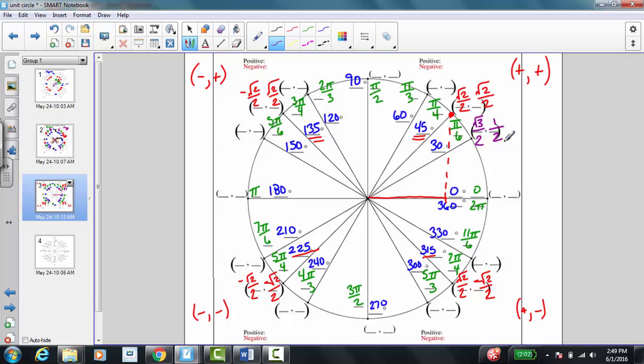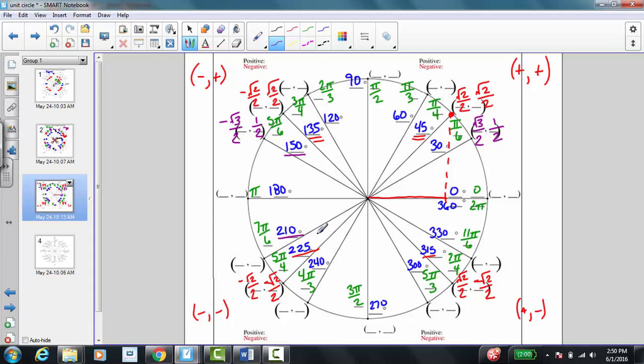So again, any radian that has a 6 as its denominator is going to have these coordinates, and the sign is going to be the only thing that changes. So going into the second quadrant, we have 150 degrees. So my x is going to be negative root 3 over 2, and my y value is a positive 1/2.